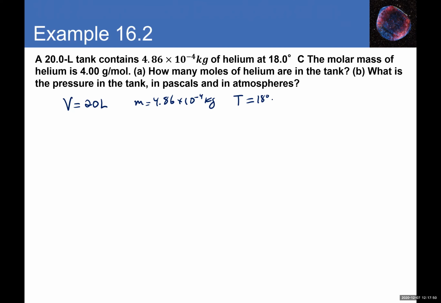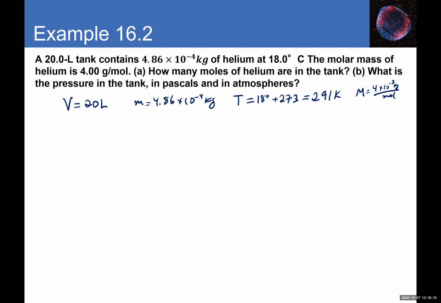So the temperature is 18 degrees plus 273. So this is then 291 Kelvin. We always have to convert to Kelvin. We're also given the molar mass, which is 4 gram per mole, which I can write as 4 times 10 to the negative 3 kilogram per mole. They're equivalent.